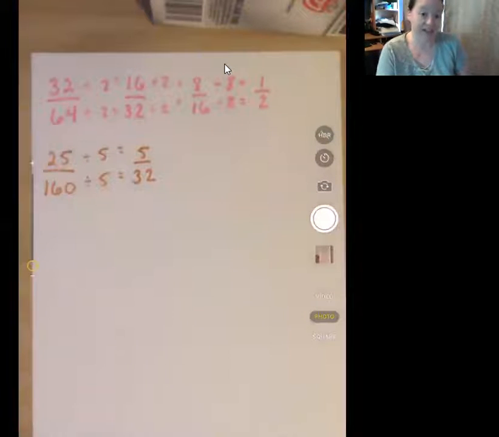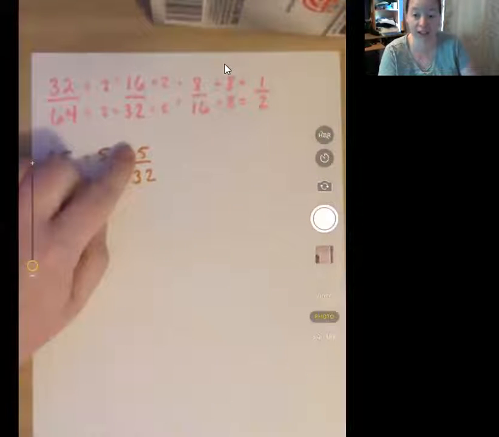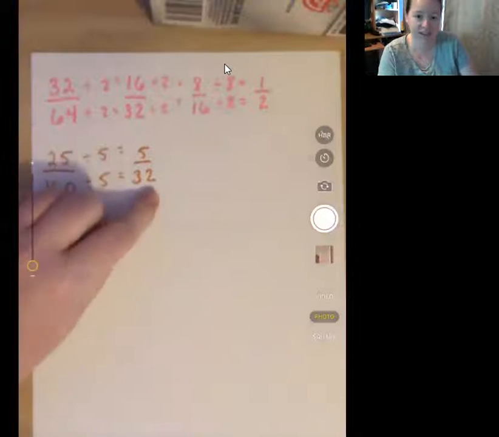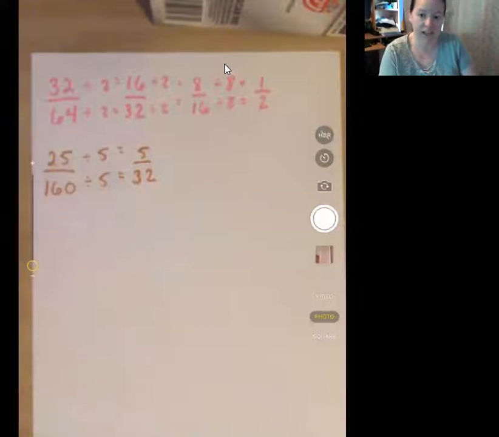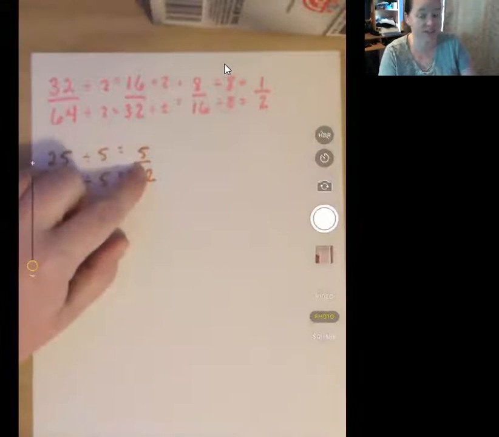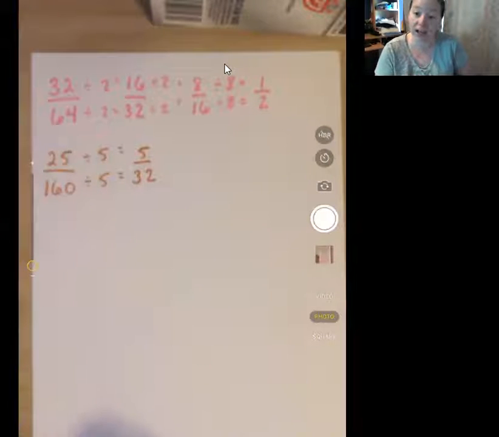Then I ask myself again, since I already decided I wasn't going to be able to take out a 2, I really don't need to ask myself about the 2 a second time. But I can ask myself about the 5 again. This still has a 5, so that could take another 5. This does not. I could ask myself about the 3, but I know that 5 isn't divisible by 3. And so I am stuck there. I am left there.